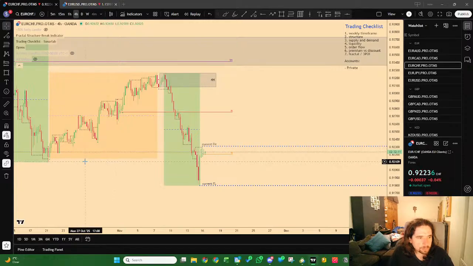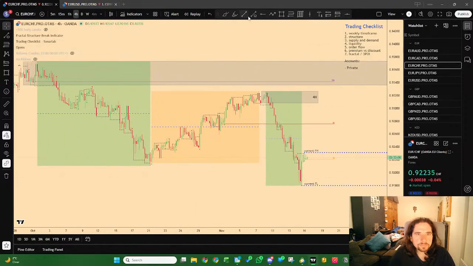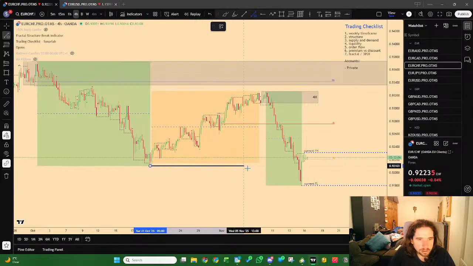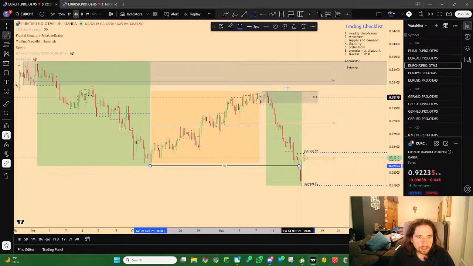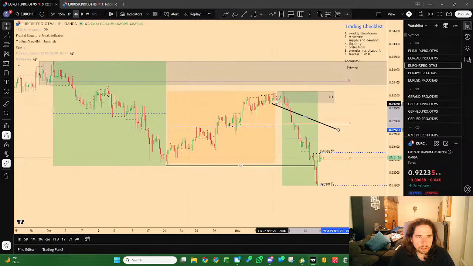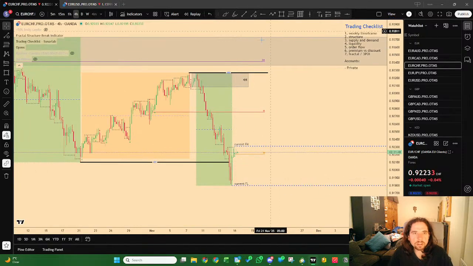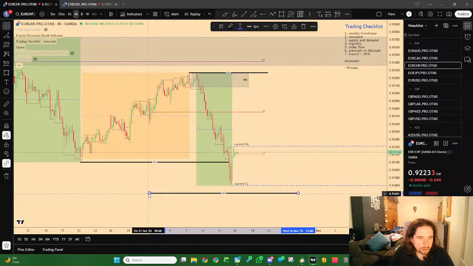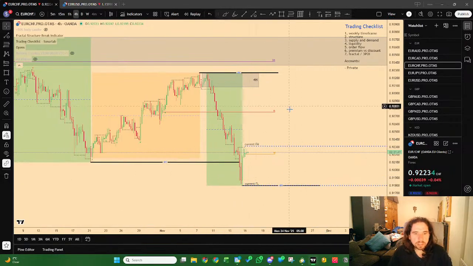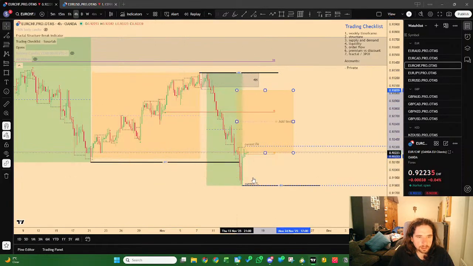Now what do you expect after break of structure? So we broke the structure here, so that's our swing high, that's our swing low for our boss. This is our swing high over here, and that's currently our swing low. So what do you expect after break of structure? You expect a pullback.